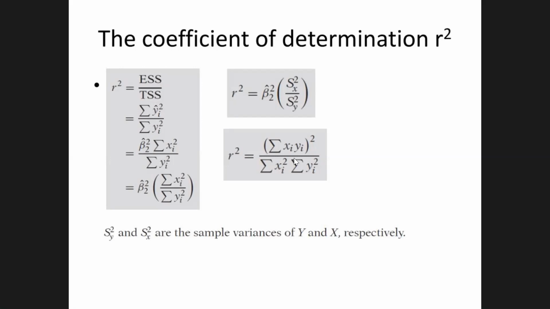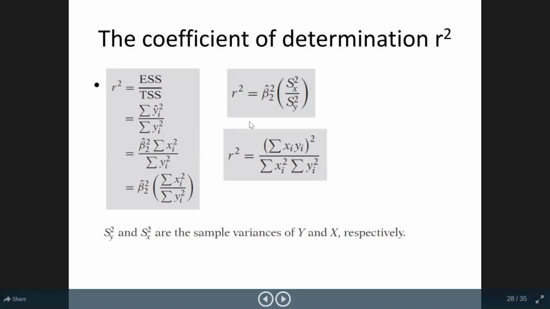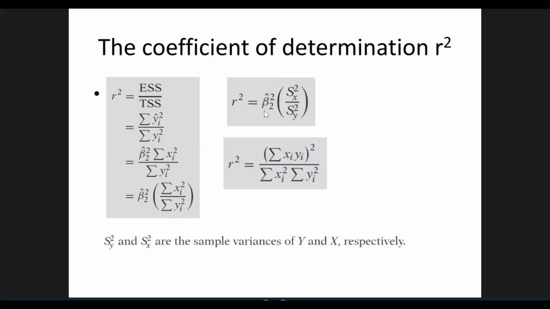So R square is equal to summation xi yi whole square divided by summation xi square and summation yi square. This is how we get the last one. We just feed the value of beta 2 hat, and after fitting the value of beta 2 hat, we get this result. So the formula for the R square can be this one, you can use this one.